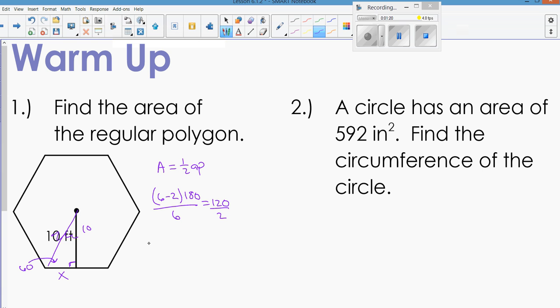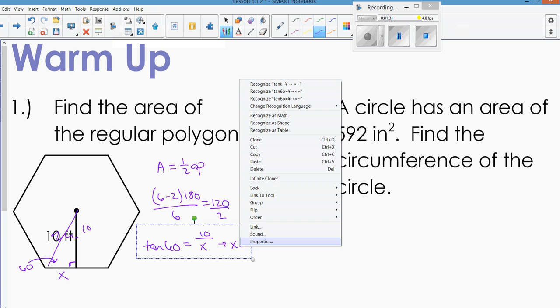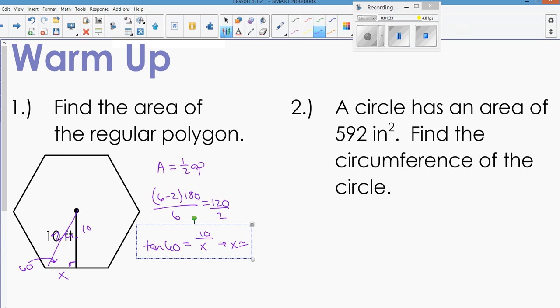So now I can use the tangent of 60 equals the opposite over adjacent, which tells me that my x is about, oops, so I'm going to do 10 divided by the tangent of 60, and I get that x is about 31.25.